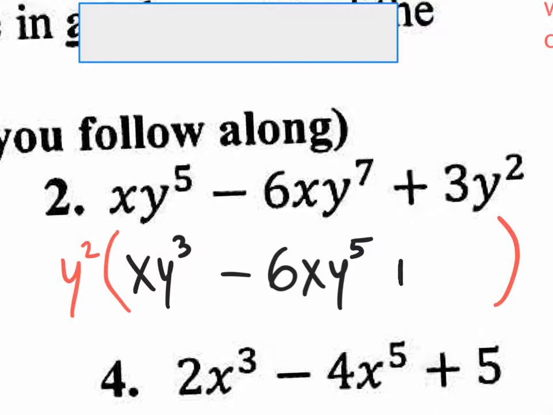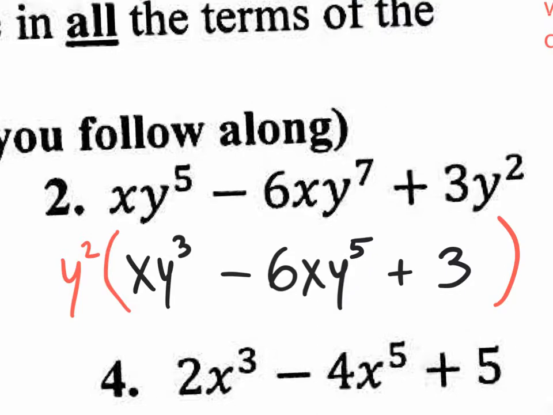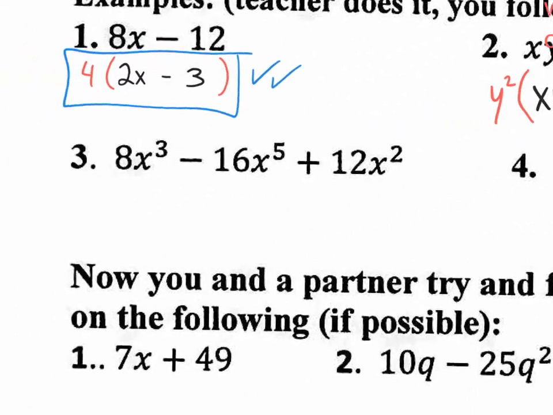Okay, plus 3. Because y squared times 3 will get us that 3y to the 2nd. And that's what factoring is. It's a reverse distributive property. Okay, let's continue. And like I said, you guys are just following along.